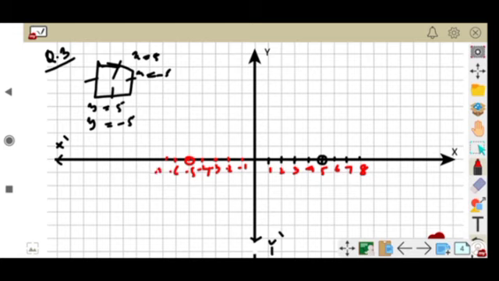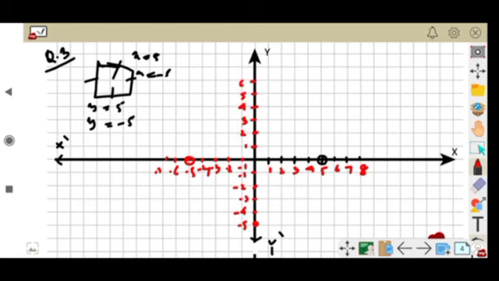So along the y-axis we have to label 1, 2, 3, 4, 5, 6. Okay, minus 1, minus 2, minus 3, minus 4, minus 5. This is minus 5, minus 4, minus 3, minus 2, minus 1. Here 1, 2, 3, 4, 5, 6. Okay, now we have labeled the numbers.